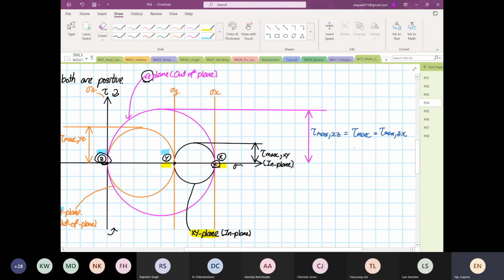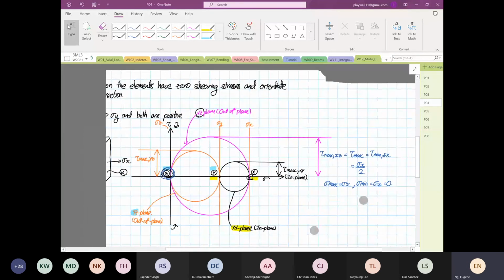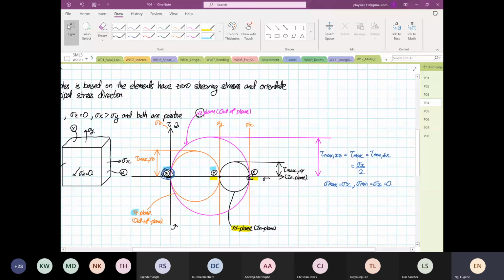And this is equal to, the formula is equal to stress X divided by 2. Okay. Now, this is only true, okay, stress X divided by 2. This is only true because stress max, normal stress max is equal to our stress X, okay? And stress mean is equal to our stress in the Z direction, because Z is 0, right? And is equal to what? 0, okay? So this is one scenario. That's why this is a good example, okay?